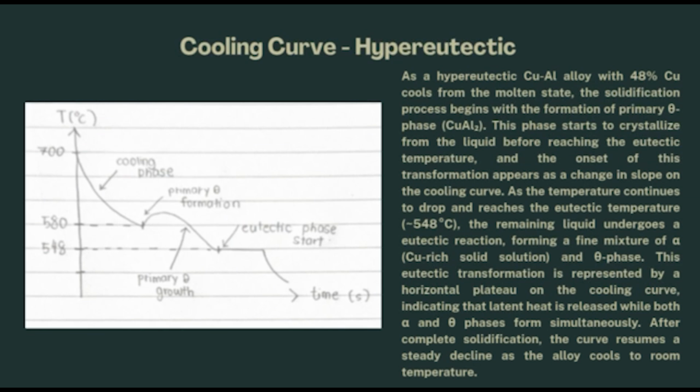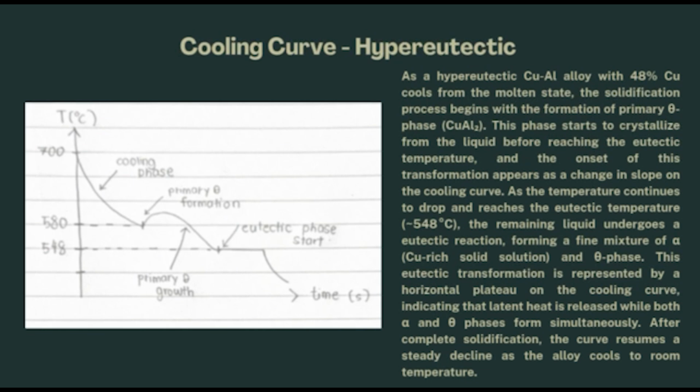As a hyper-eutectic copper aluminum alloy with, I would say, 48% of copper cools from a molten state, the solidification process begins with the formation of primary theta phase, which is CuAl2. This phase starts to crystallize from the liquid before reaching the eutectic temperature, and the onset of this transformation appears as a change in slope on the cooling curve. As the temperature continues to drop and reaches the eutectic temperature, which is 548 degrees Celsius, the remaining liquid undergoes a eutectic reaction, forming a fine mixture of alpha and theta phase.